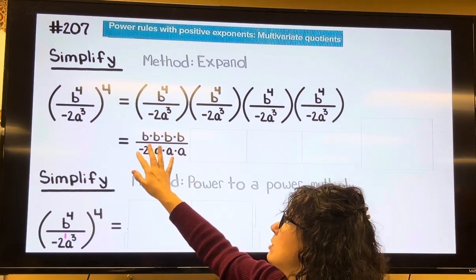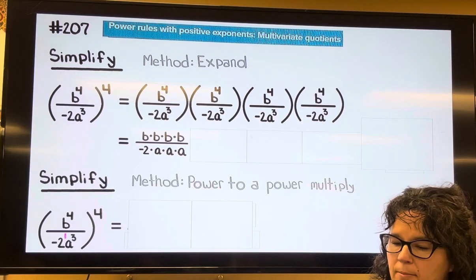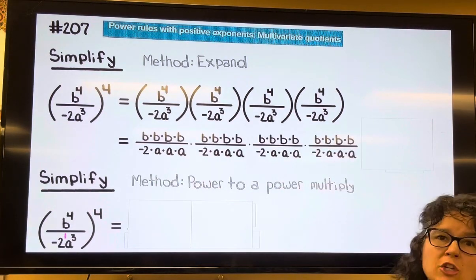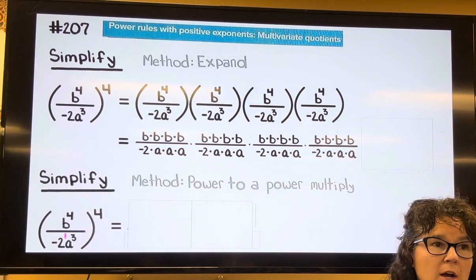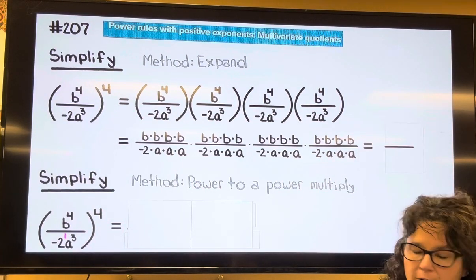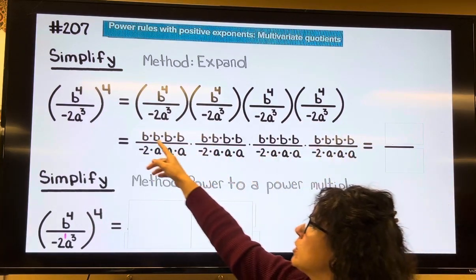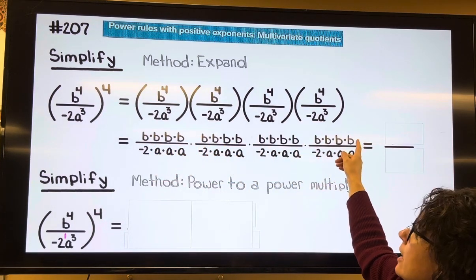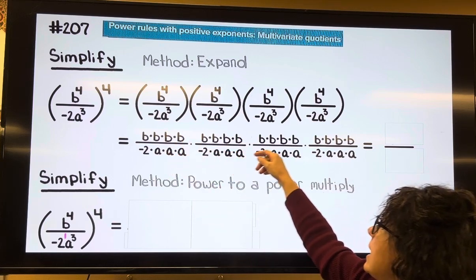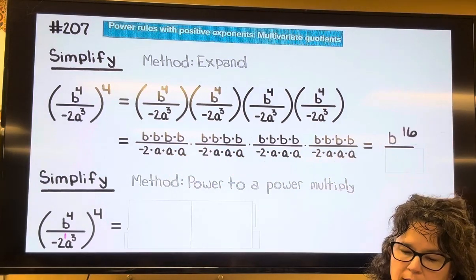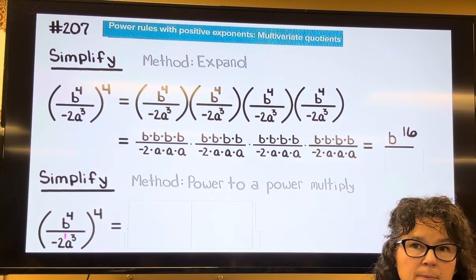Now this fraction became this, so I'm going to write that 4 separate times. Now when you multiply fractions, you just multiply straight across. So to find my final answer, if I multiply straight across, I'm multiplying everything in these numerators together. So I have 4, 8, 12, 16, b to the 16th power.